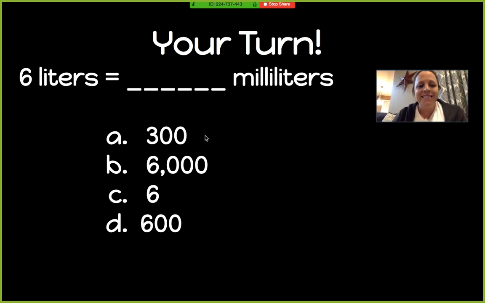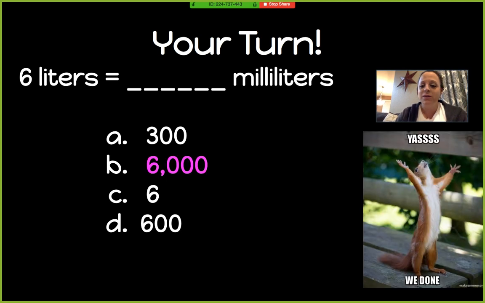All right, guys. So I think of it this way. I know milli is 1,000. I know there's 1,000 milliliters in 1 liter. So I just know to multiply 6 times 1,000. So it's 6,000. Hopefully that's what you got.